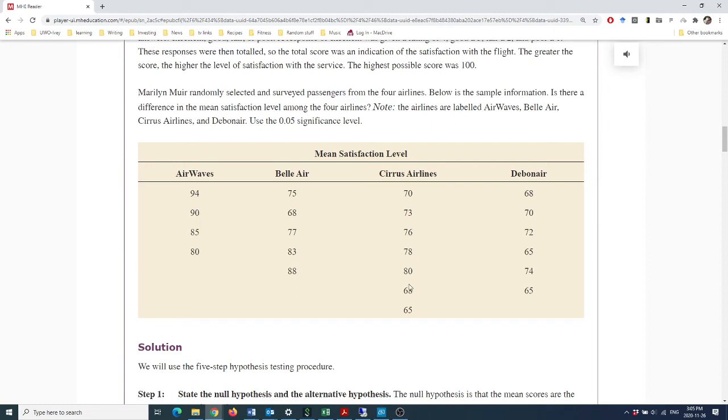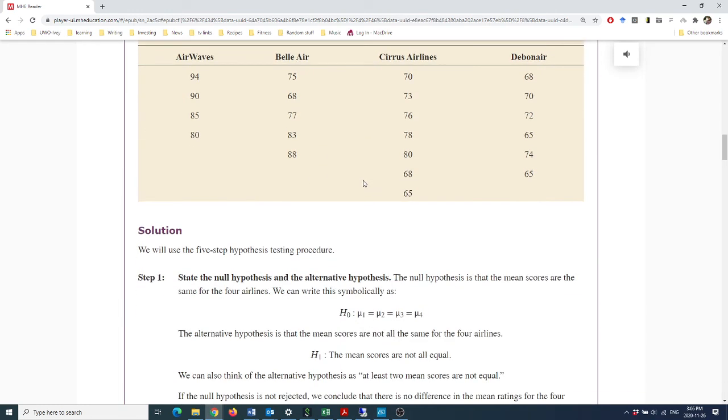Even by eyeballing them, you could kind of figure it out. Look at Debonair Airlines, these are in the 60s and 70s, whereas for Airwaves it's in the 90s, and these have a little more variation. So you can tell that the means are not similar across the airlines. That's the only thing which you could find out using the F-test. The F-test does not tell you that Airwaves is better than Cirrus, or Bel Air is better than Airwaves, or Bel Air is better than Debonair Airlines.